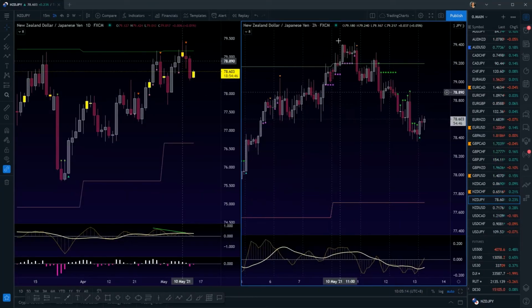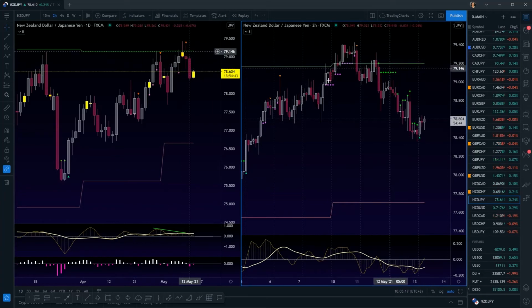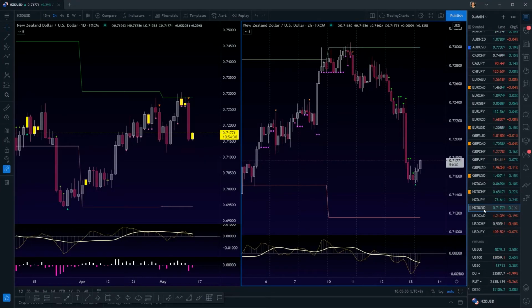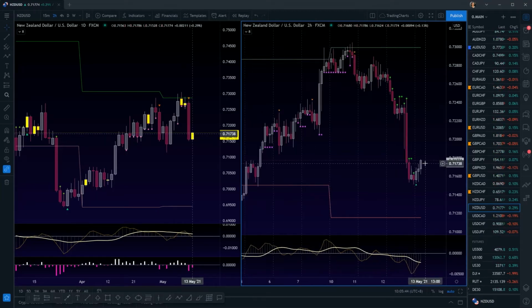New Zealand yen, it's just grinding downwards now after that sell. So yeah, still on the uptrend on the daily chart though. So I'm not gonna do anything here. New Zealand US dollar, wide ranging bar, a lot of the expansion is done already. So no trade, not gonna do anything with levels like that.